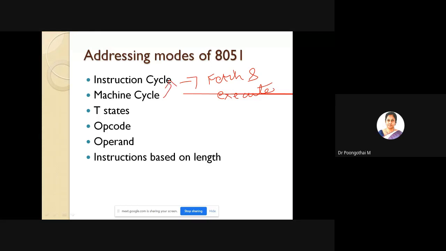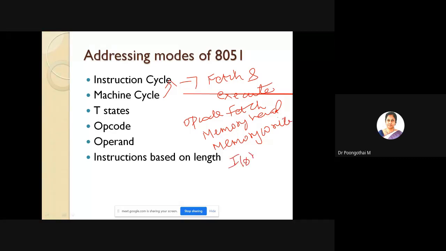For example, the machine cycle may be your opcode fetch, that is fetching opcodes from external memory or internal memory, memory read operation. For reading data from memory, a memory read machine cycle is required, memory write machine cycle, IO read machine cycle, IO write machine cycle. So machine cycle is nothing but a part of the instruction cycle.